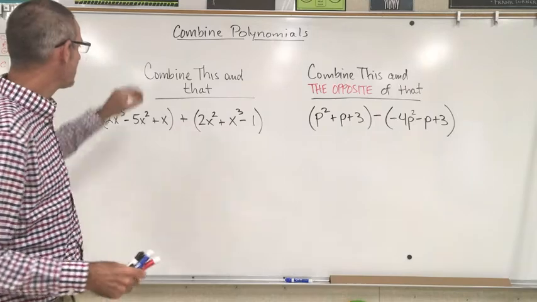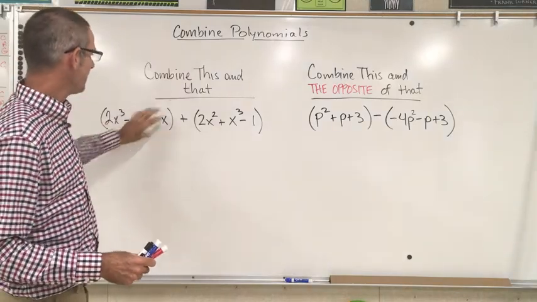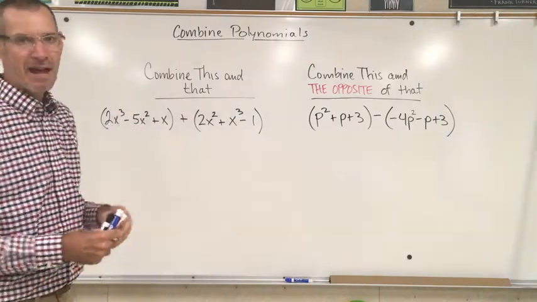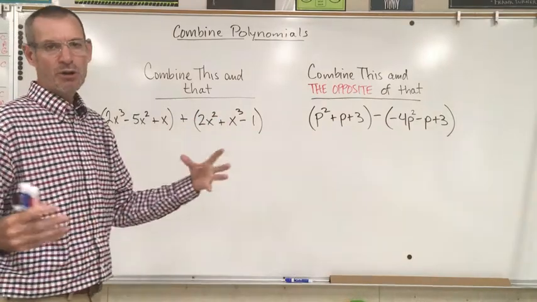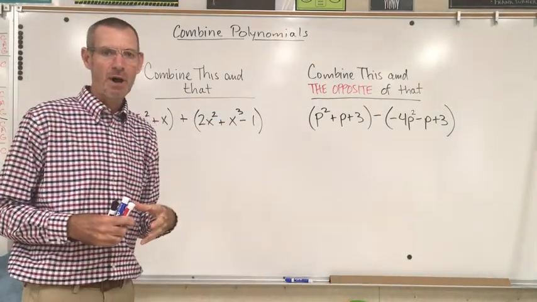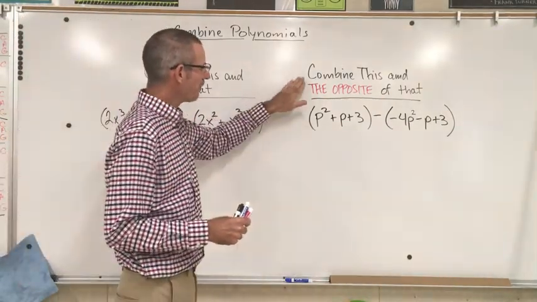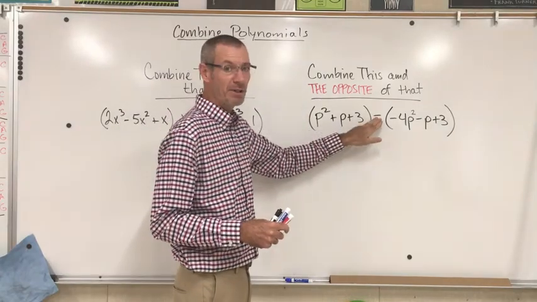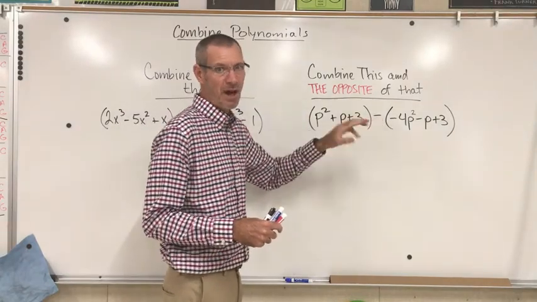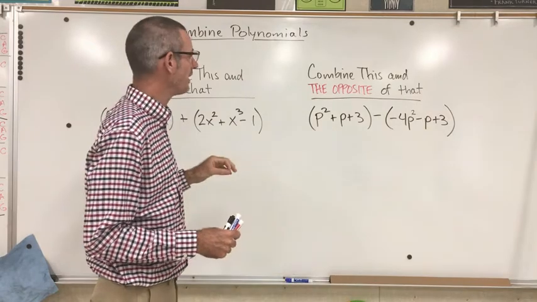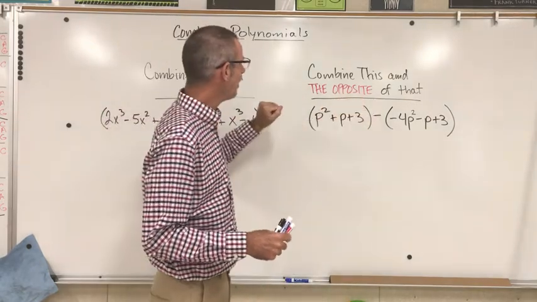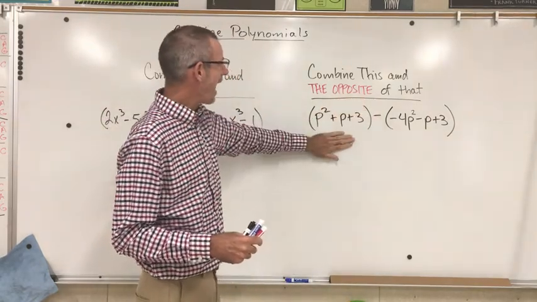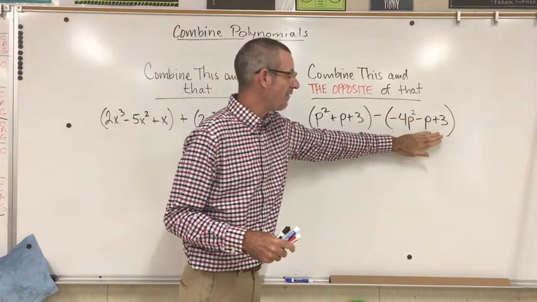What we need to do is combine this and that. So instead of having 6 terms, we'll try to have the least amount of terms possible. On this problem, there's a subtraction sign in between. This is a problem that a lot of people make silly mistakes when they're doing their algebra. On this problem, we're going to combine this and the opposite of that.